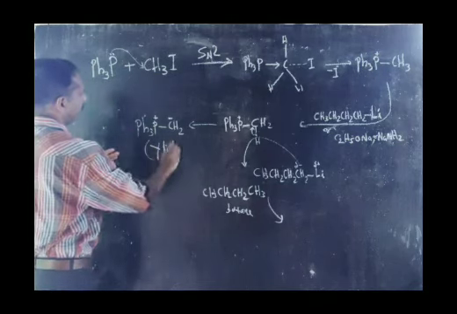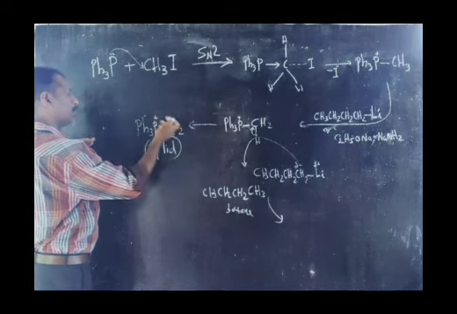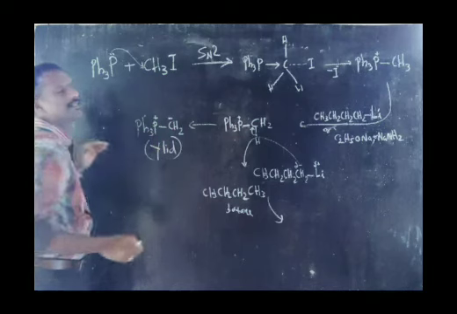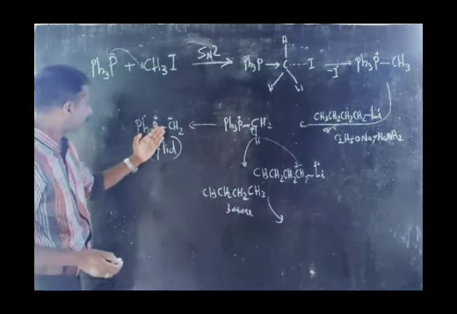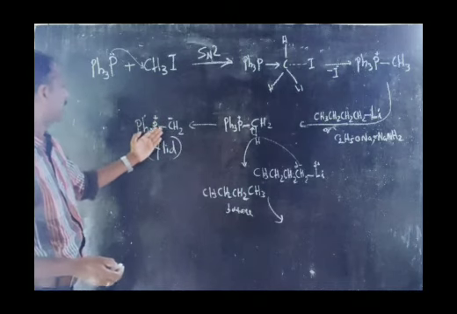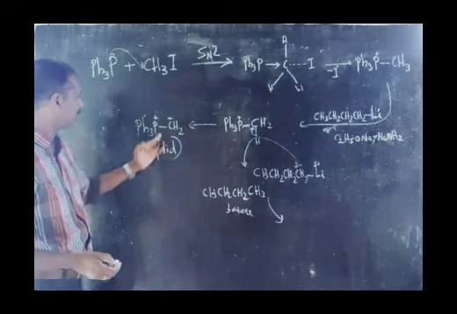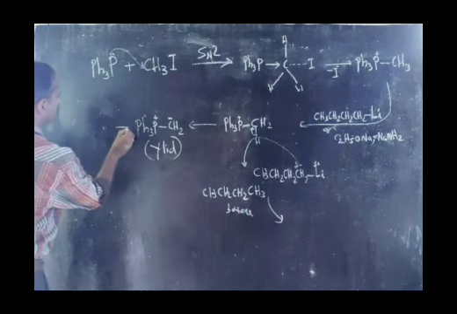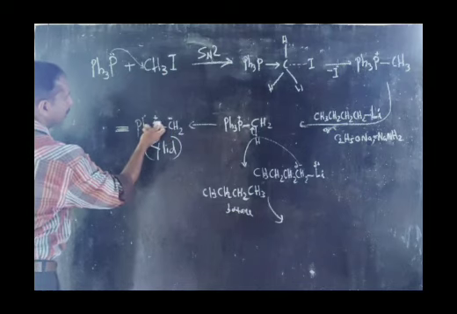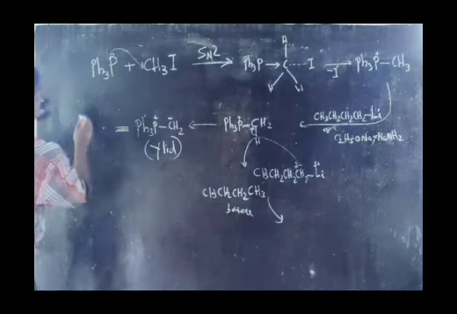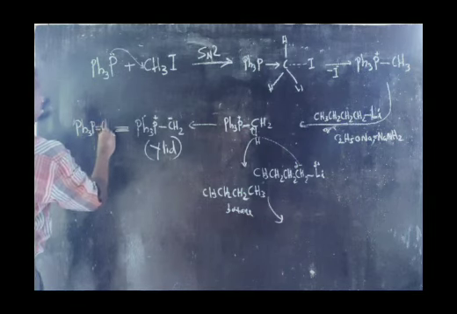Because you can see that opposite charges are present in the adjacent carbon, that is known as ylide. So this is our Wittig reagent, Ph3P single bond P plus single bond CH2 minus. You can see that this bond is shifting to here. Then the positive charge is removed, or it can be written as Ph3P double bond CH2.